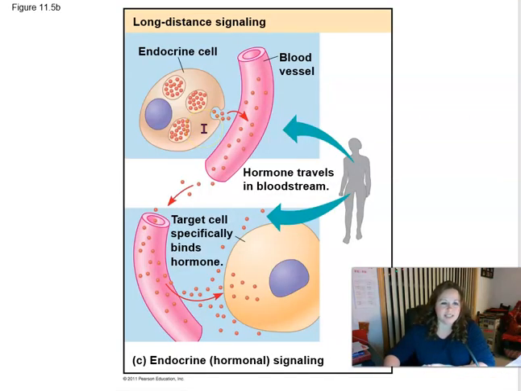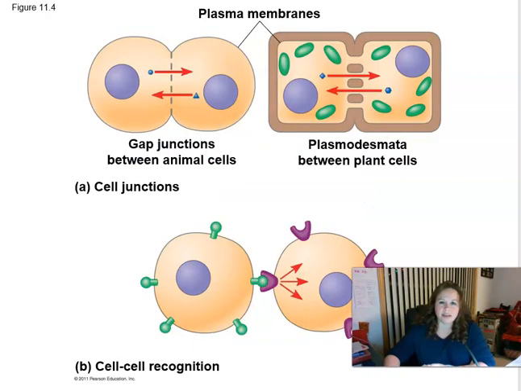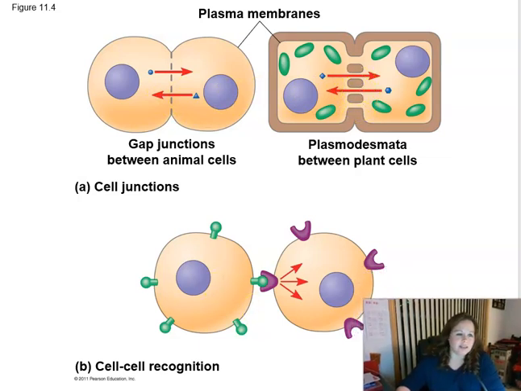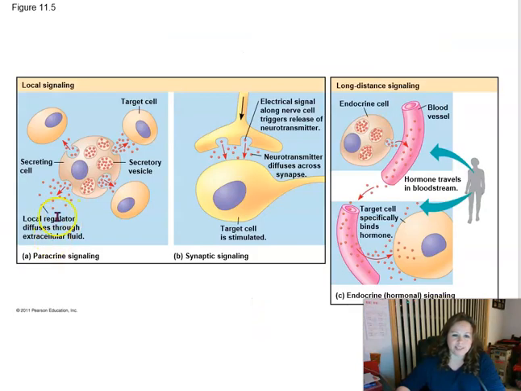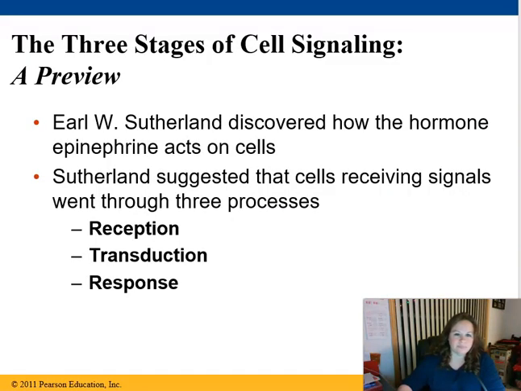That's long distance signaling. All right, so in review, we took a look at some examples of local signaling, like going through gap junctions and plasmodesmata and cell-to-cell recognition, paracrine signaling, and synaptic signaling. And then also we looked at long-distance signaling, where signals travel long distances. So there's been some research on this. Sutherland is one of the scientists heavily researching these areas, especially the action of epinephrine on cells.